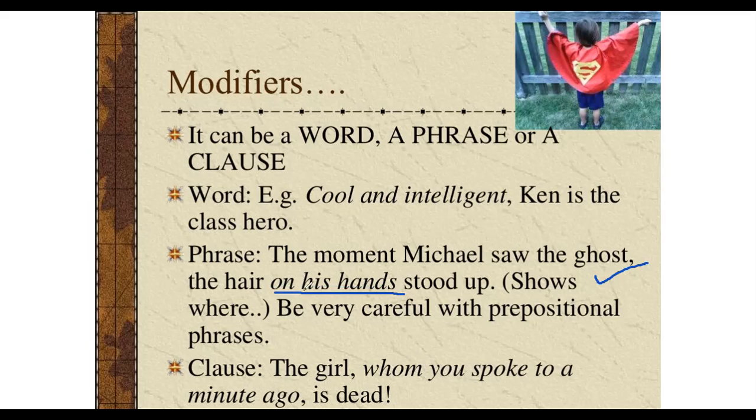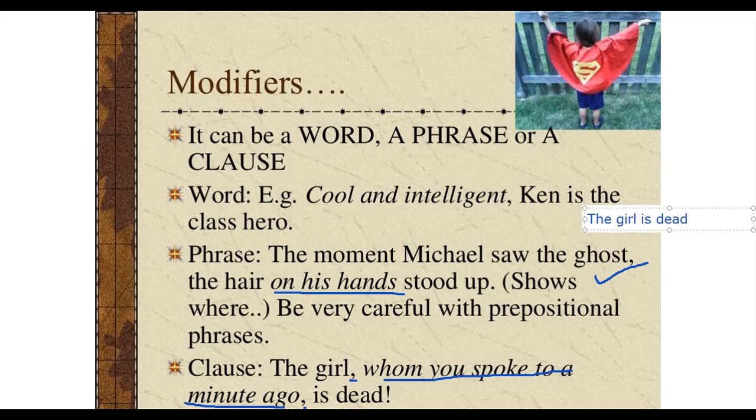We said that it's a small sentence. I put it in the middle without commas, without anything. But there's also a clause that can be a modifier. What does it mean, clause? A clause is a sentence but comes between commas. The girl, who you spoke to a minute ago, is dead. We have here a comma and here a comma, and we have a sentence in the middle. The sentence in the middle, we call it a clause. And this is a modifier. Why? Because I can make the sentence like this. The girl is dead.